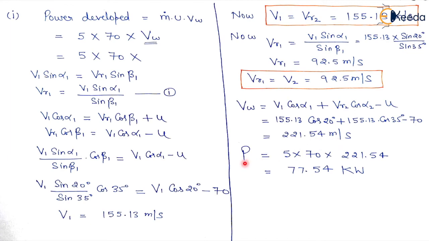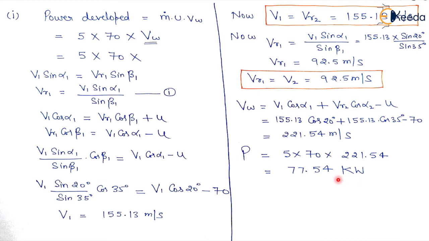Now what is the power? Power is equal to 5 into 70. We got the value of VW. We will put this value VW in this equation. So we will get 5 into 70 into 221.54. After solving this, we will get 77.54 kilowatt. So friends, we have calculated the power in this case.